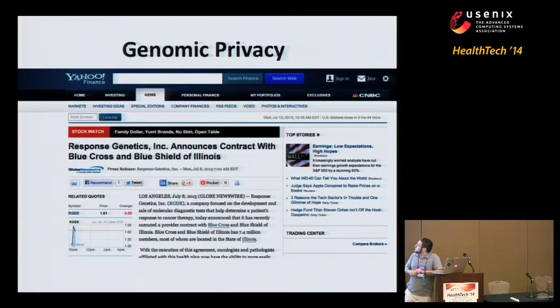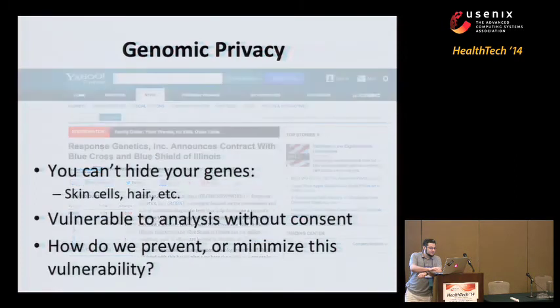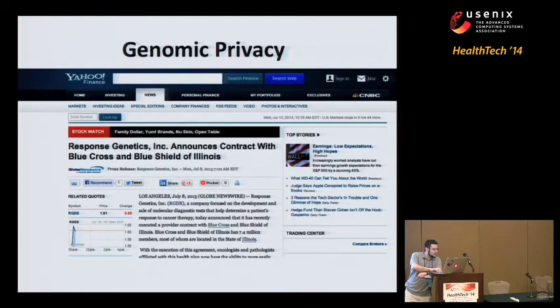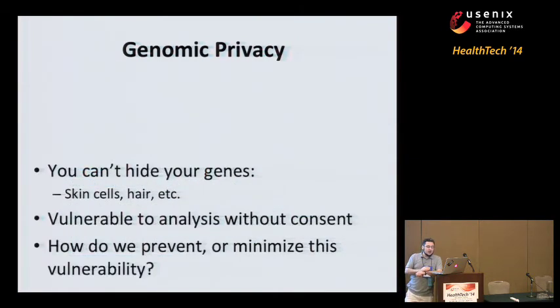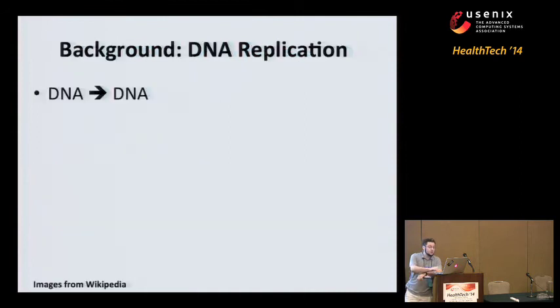This was an article which was timely at the time I first gave this talk. You can't really hide your genes. You shed them everywhere, skin cells, hair, and so forth. They can be analyzed offline without your consent. We can understand these are problems. How do we prevent or at least minimize the vulnerability, perhaps the window of vulnerability?